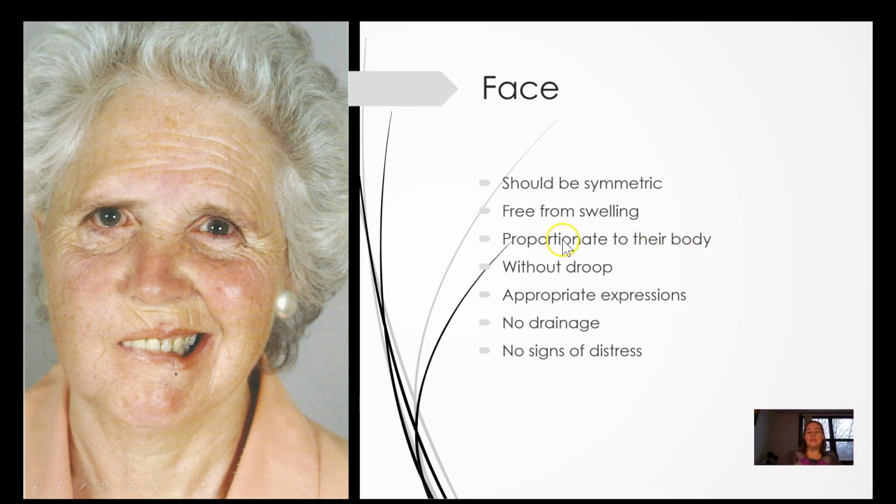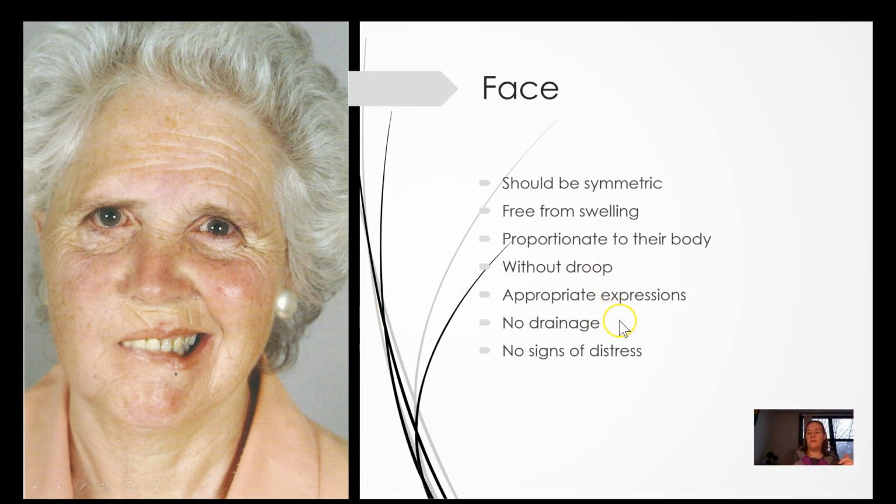We're looking for the face to be proportionate to their body size. Some patients, their face will be very small, and their facial features are very small and in the center of their face. This woman happens to be very proportionate in her facial placement. This, again, is the facial droop.